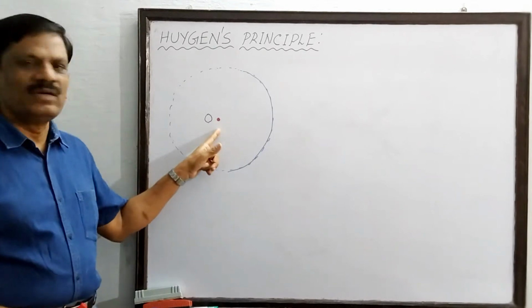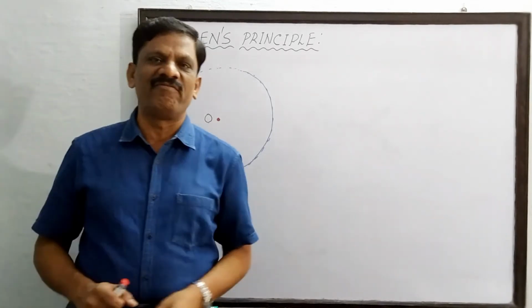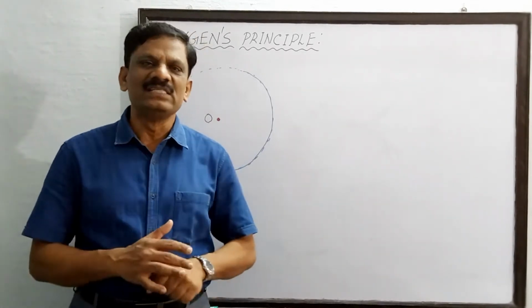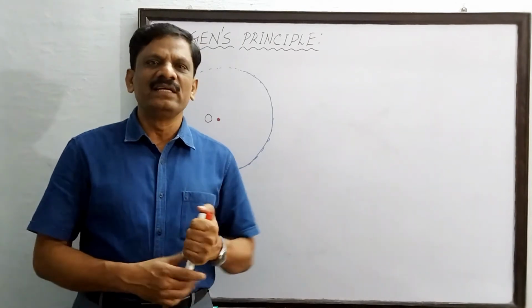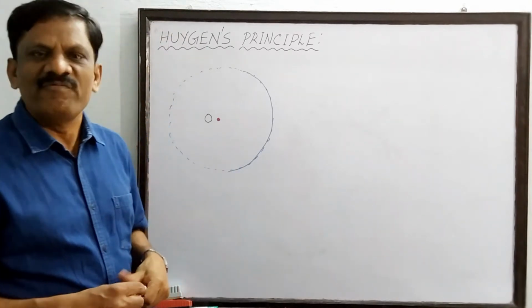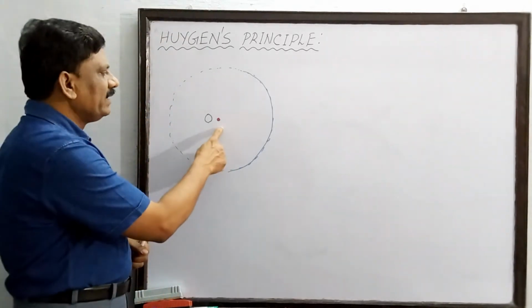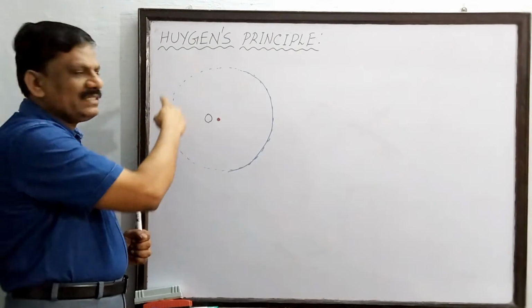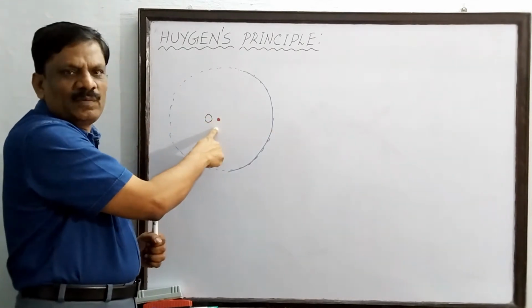I have taken O as a point source which is at a finite, nearby distance. We have already studied that a point source at a finite distance emits a spherical wavefront. So you can see a sphere drawn around the center O.